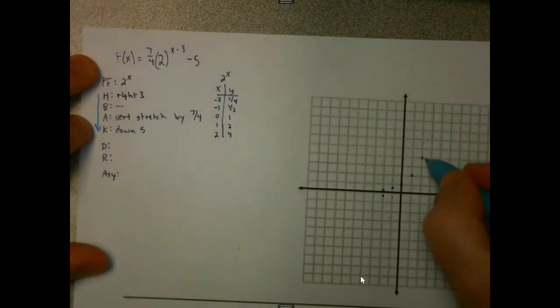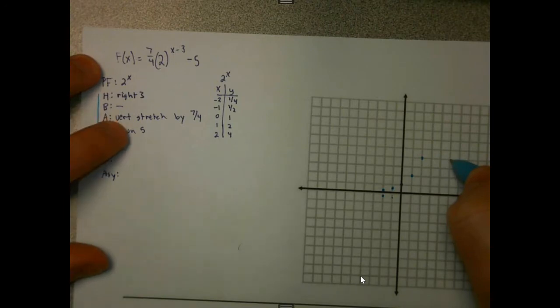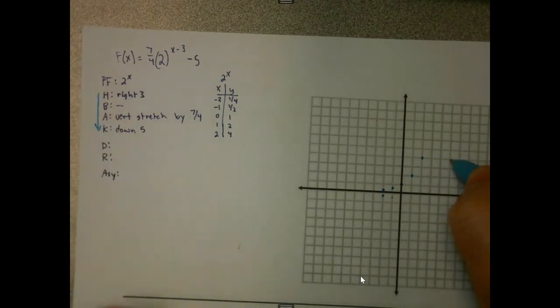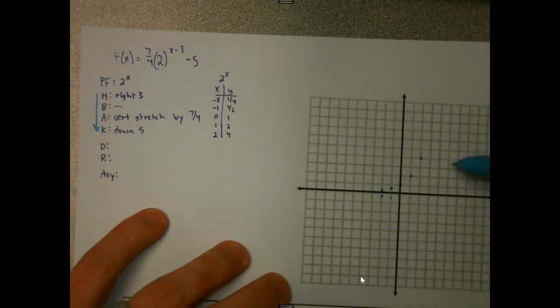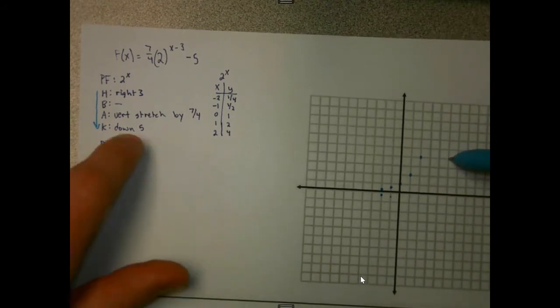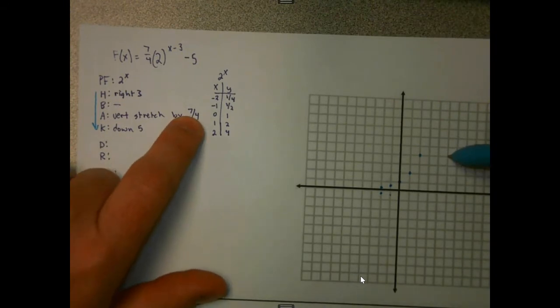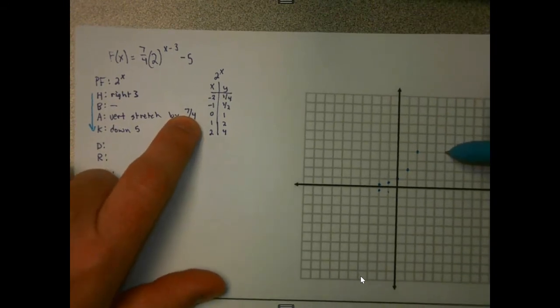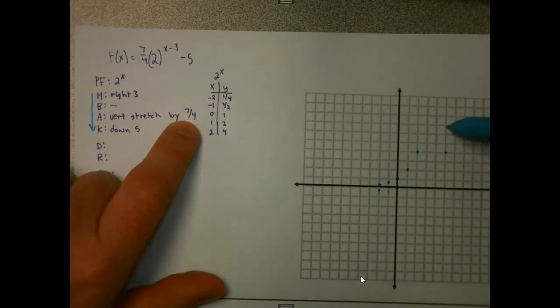So I'm going right down through this HBAK. So start here. I'm going to go right 3. 1, 2, 3. Vertical stretch by 7/4. Okay, so that means I'm taking the y value. So I was right here. I'm taking the y value and I'm multiplying by 7/4. So 4 times 7/4 is 7. So this goes to 7. So that's 4, 5, 6, 7. So we're here and then down 5. 1, 2, 3, 4, 5.